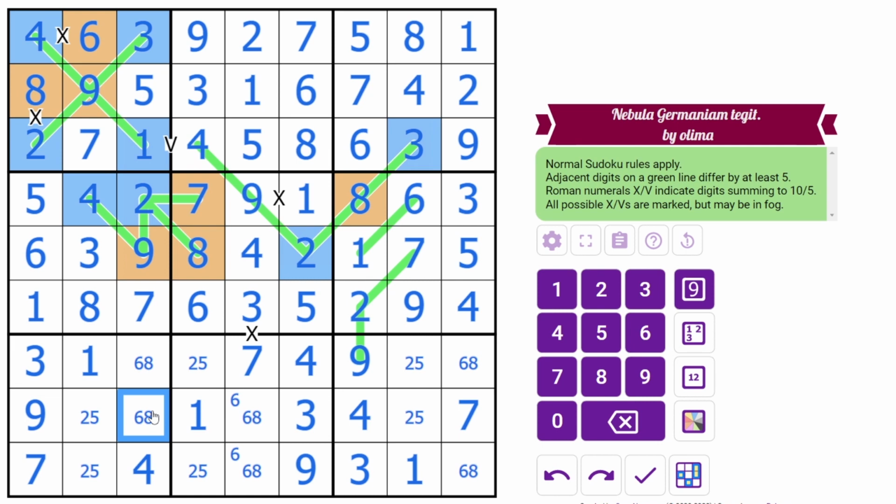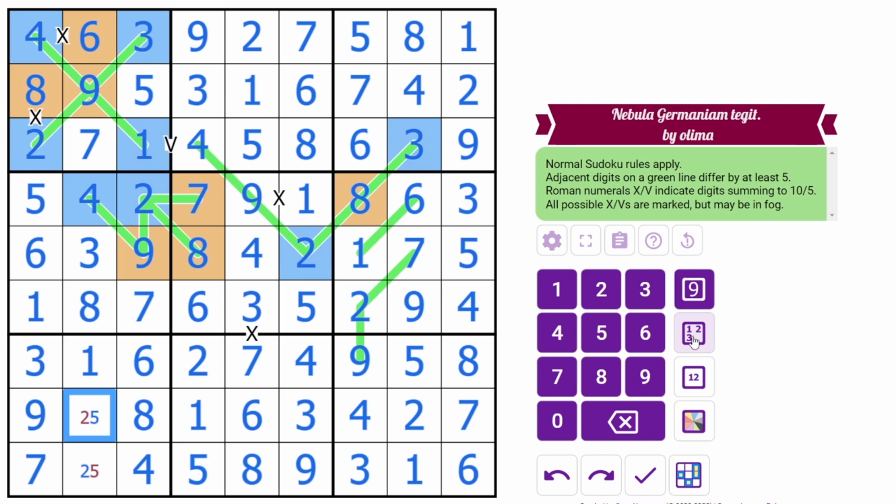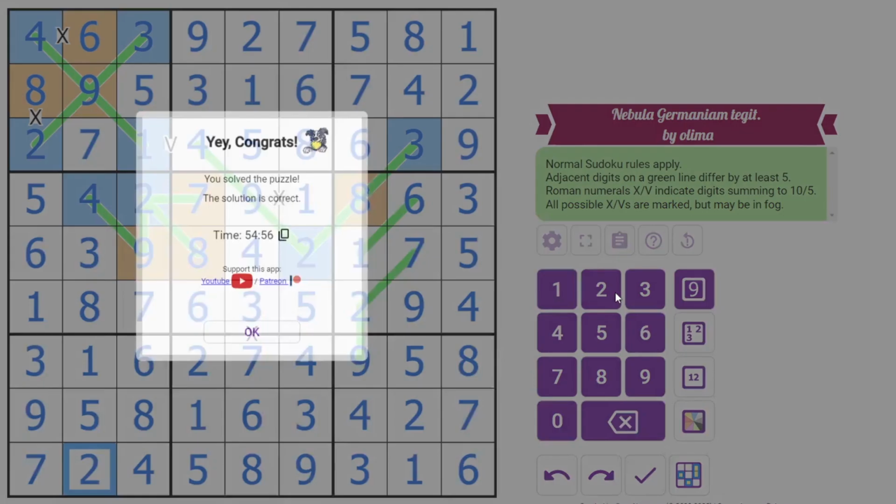This cannot be 6 because this is 4. So now this is 8. This is 6. I think now this is 7. This is 6. This is 8. This is 6. This is 8. This cannot be 2. This has to be 5. This has to be 2. This is 5. This is 2. This is 5. And this is 2. And that's how we are done.